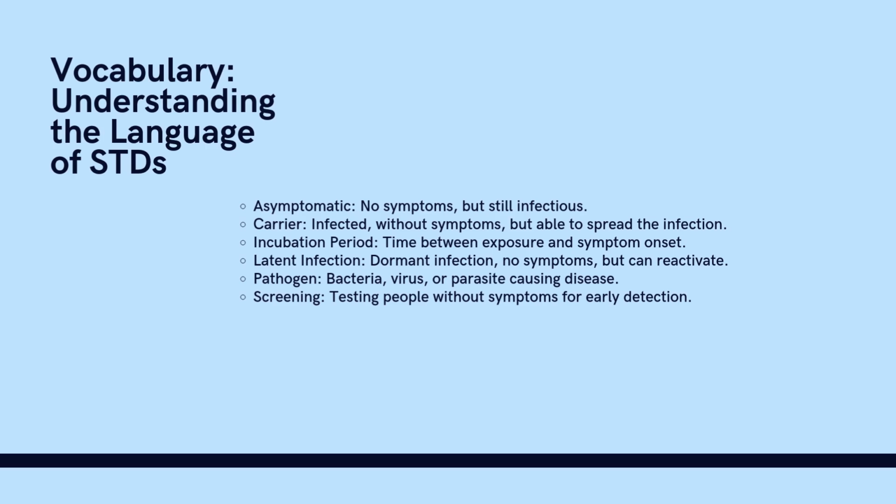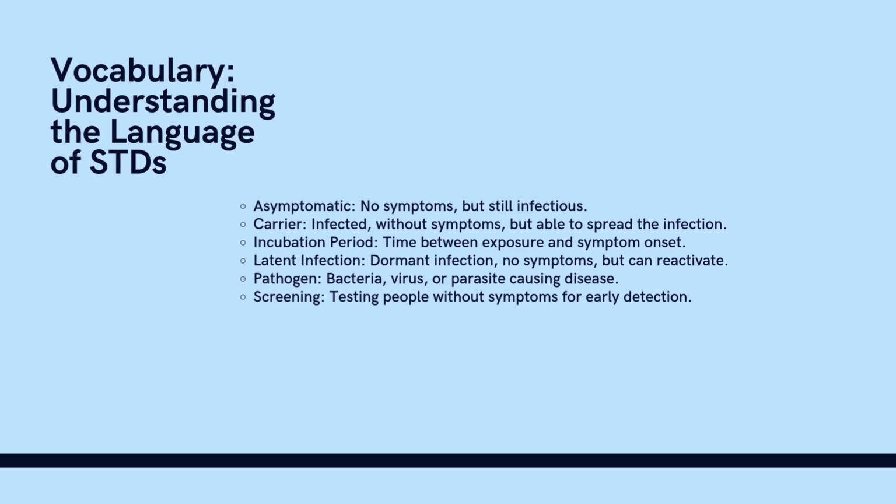The incubation period that we already talked about is the time between when a person is exposed to infection and when symptoms first appear. This can range from a few days to several weeks, depending on the STD, and it's a bit like the infection is in a waiting period before it makes itself known. Then there's a latent infection, and this is when an infection is present in the body but is inactive or dormant and not currently causing any symptoms. And the tricky part is that these infections can sometimes become active later on. So even if someone isn't feeling sick now, the infection could still cause problems down the line.